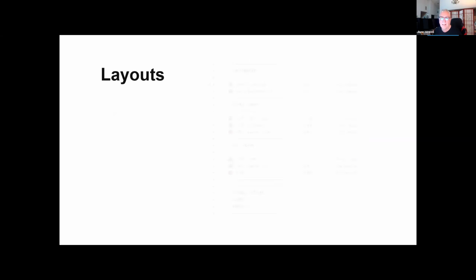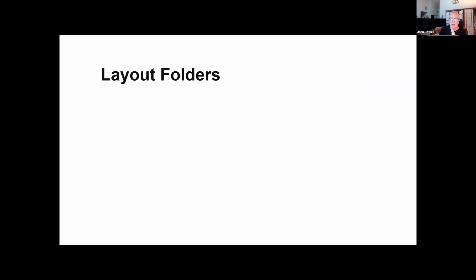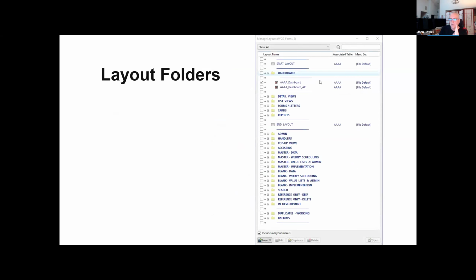Layouts, very similar. A 4-letter abbreviation up front in the organization, followed by the table name, followed by the type or purpose. Here, CLNT is the client table. It's a detail view as opposed to down in the list section, CLNT client list view. So again, consistent, and they're grouped in packages of folders that are organized in a certain methodology. Generally, that's by category and purpose.